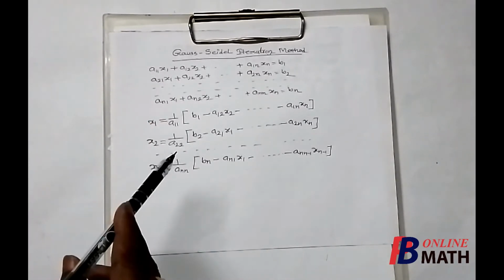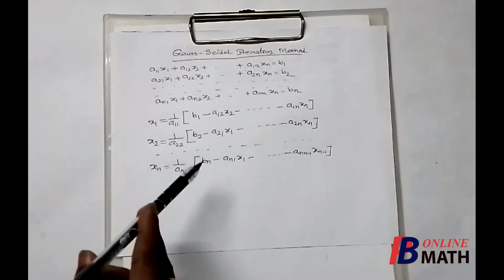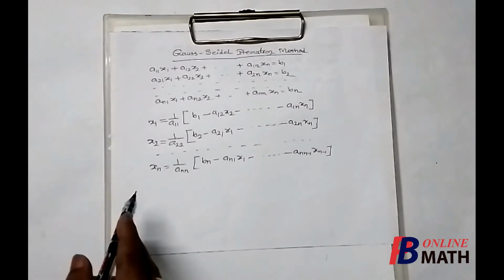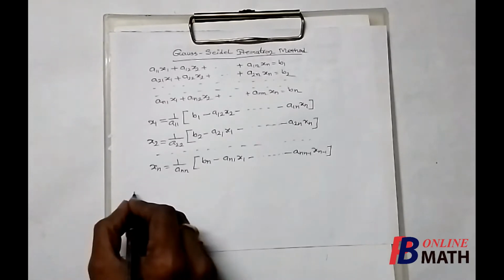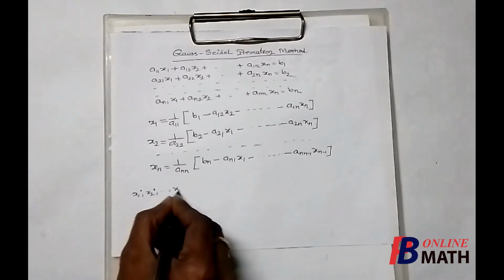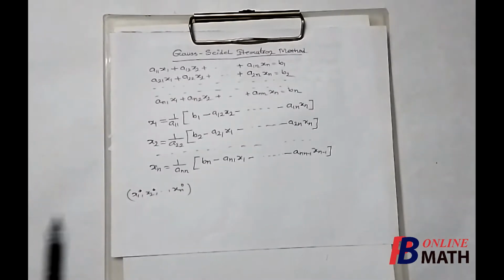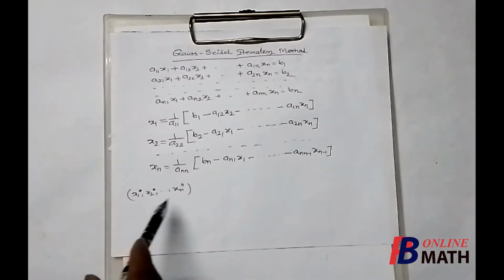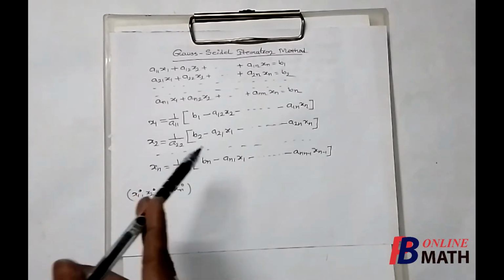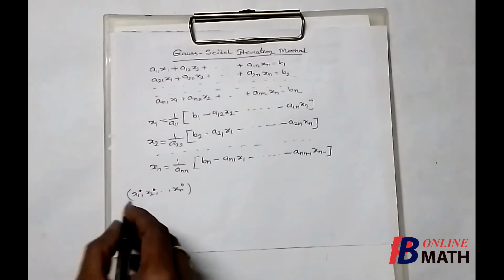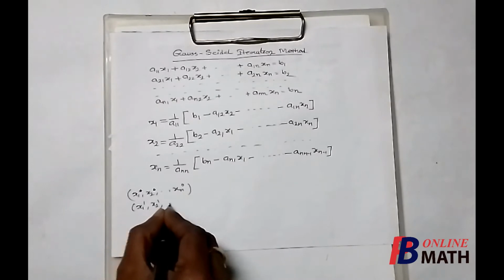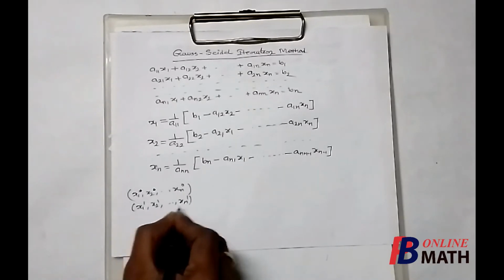Now since this is an iteration method, so initially we shall assume one trial solution. So let us assume that the trial solution is x1 0, x2 0 up to xn 0. If we put this initial trial solution in these equations, then we shall get one better solution. Suppose we call the new solutions as x1 1, x2 1 and xn 1.